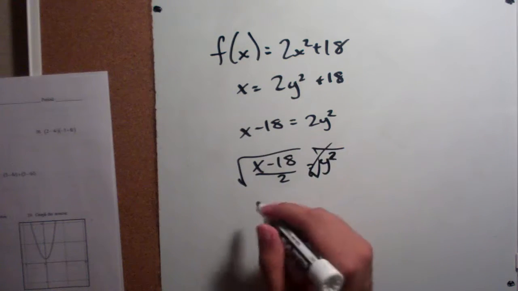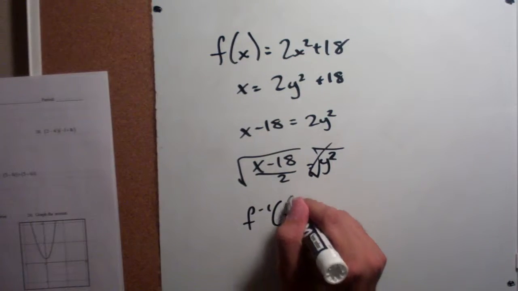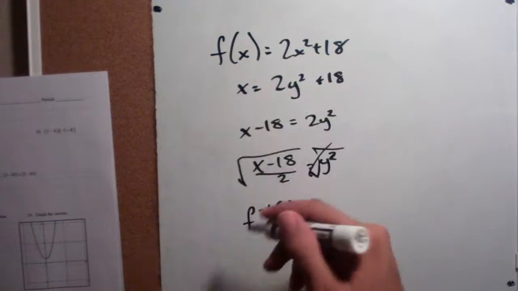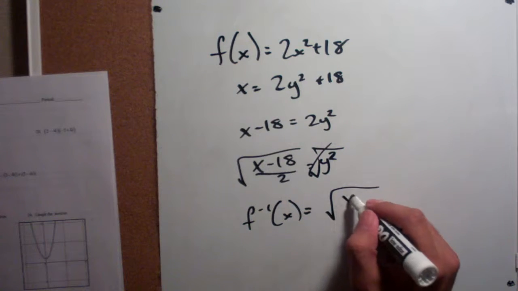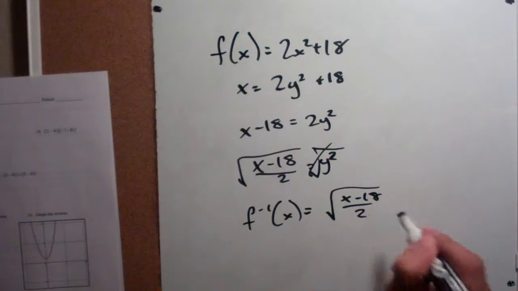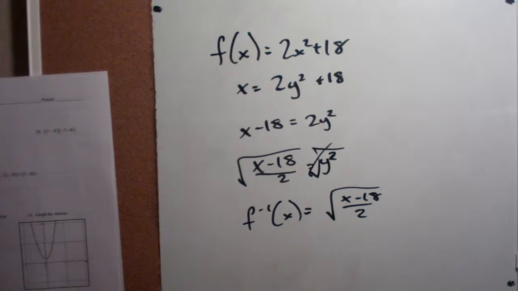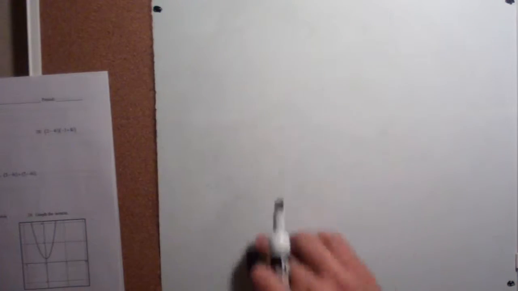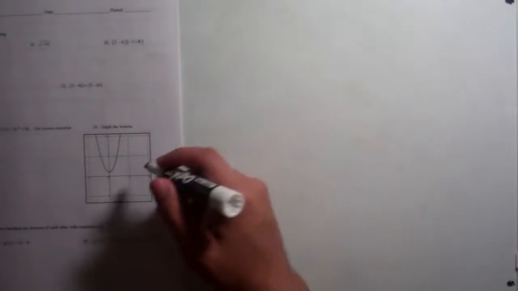And finally, in inverse notation, instead of f of x, if I put g of x, make sure you put g of x here, it will be the square root of x minus 18 divided by 2. With that, that is the inverse to this original function. Alright, for 24 here, 24.